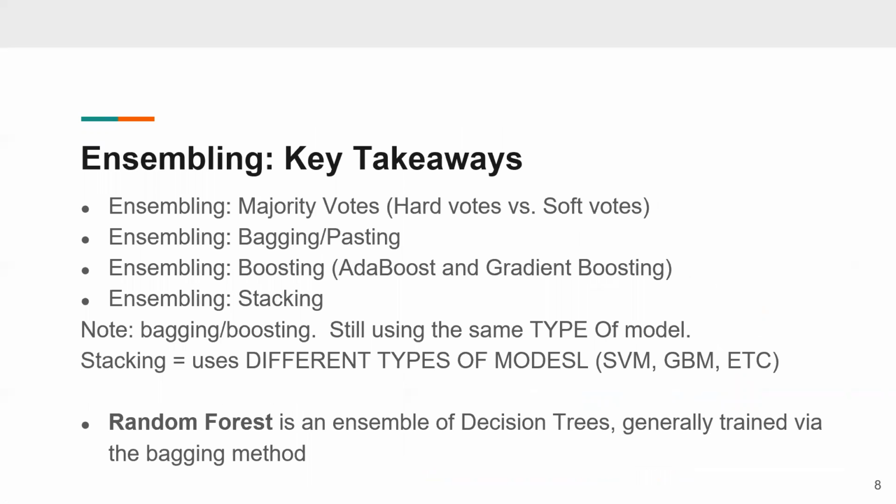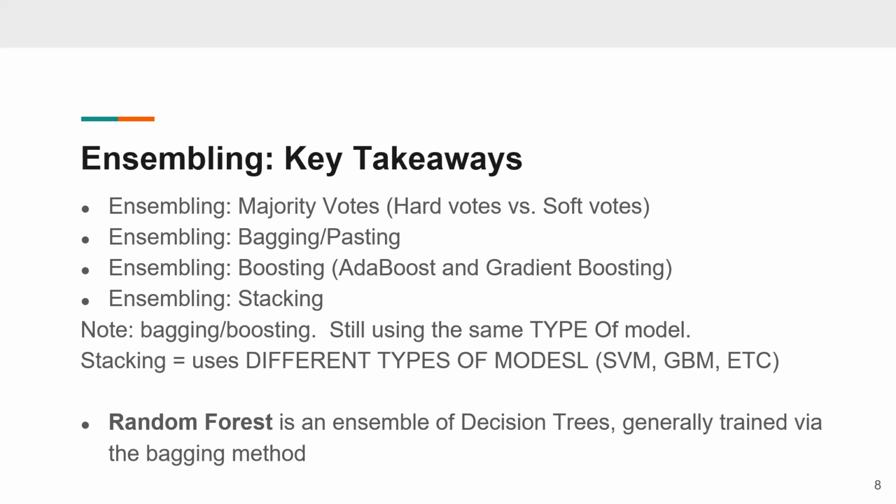Okay, here are really the key takeaways for ensemble learning and random forests. We discussed majority votes, basically hard votes versus soft votes. And we discussed bagging and pasting. Bagging and pasting are based on different samples. We discussed boosting. Specifically, we discussed AdaBoost and gradient boosting algorithms. We also discussed stacking. Just pay attention that for bagging and boosting, we're still using the same type of model. We didn't change any of the type of models at all.